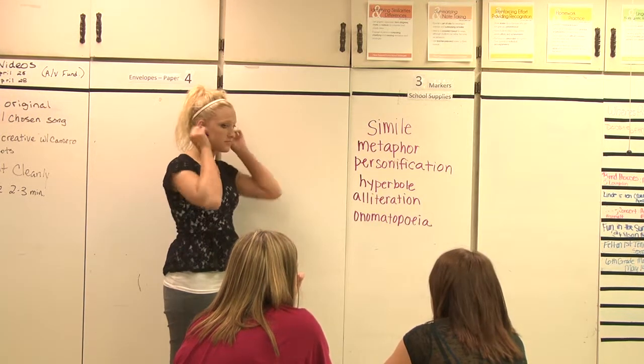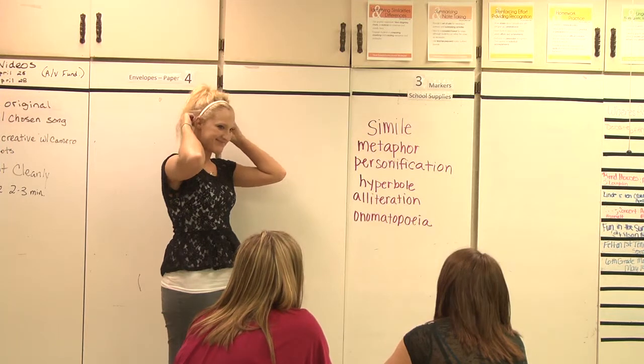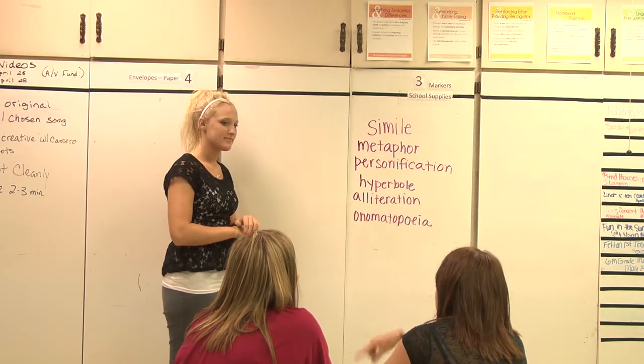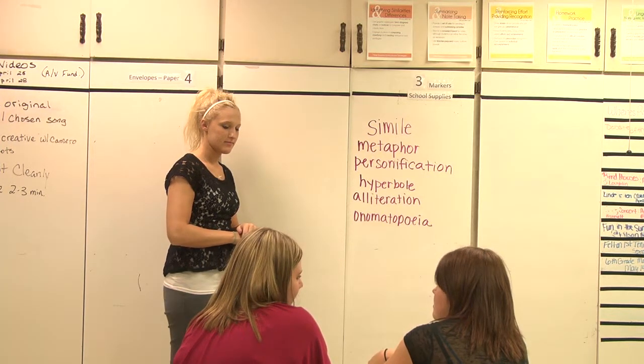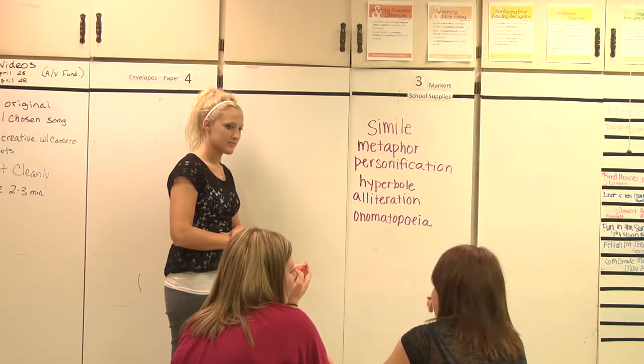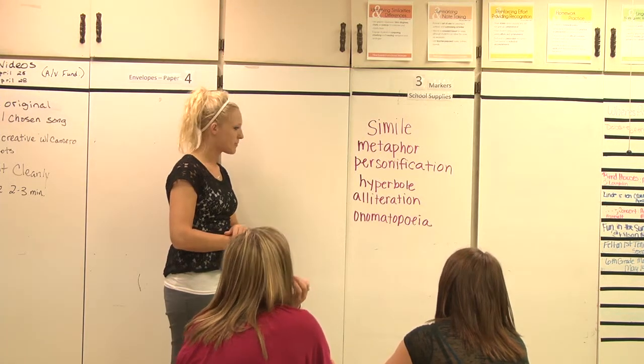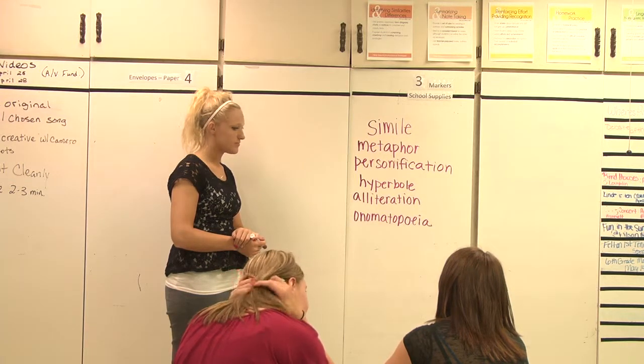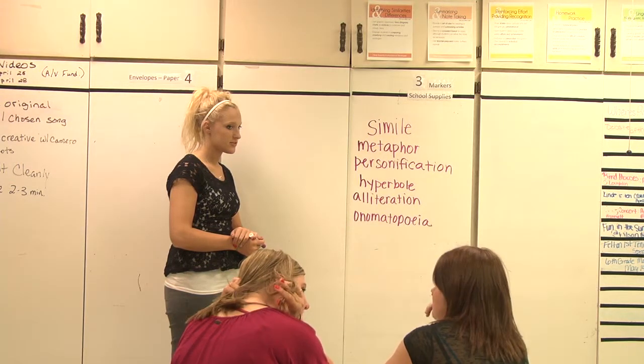Alliteration is a tricky one for me. It's the same letter, using the same letter in the phrase. You make a word. I don't know how to say that. And onomatopoeia is like a sound.